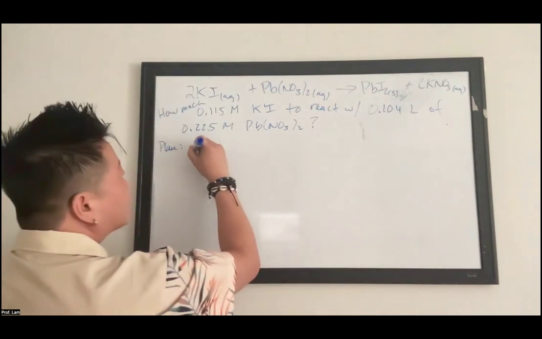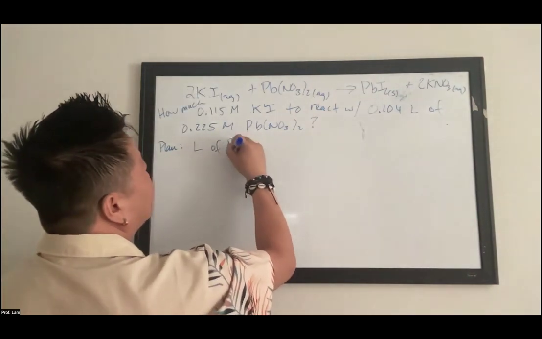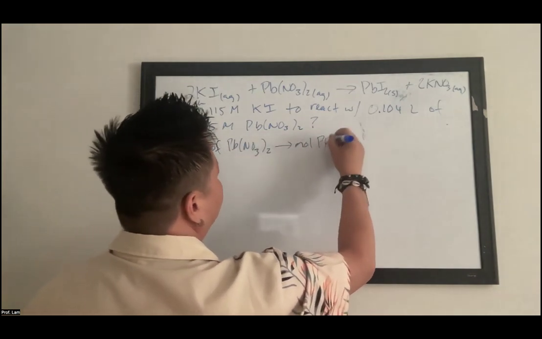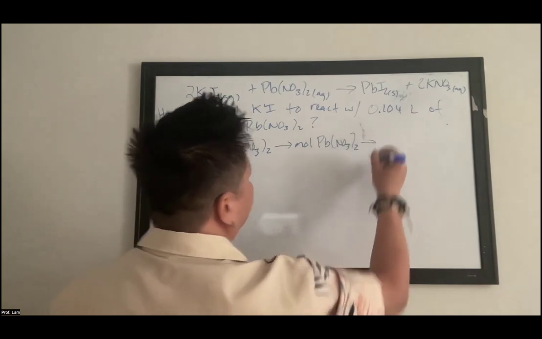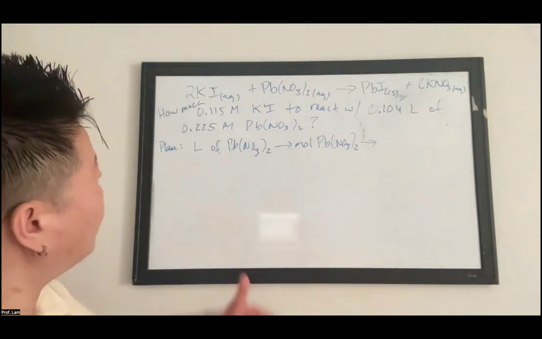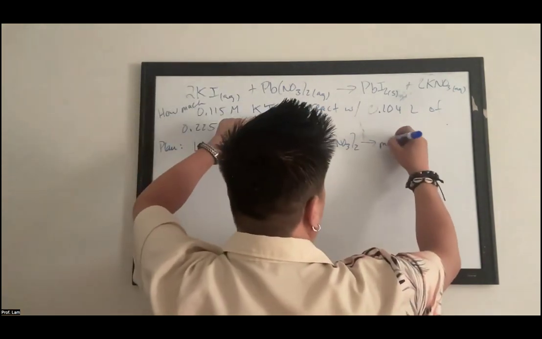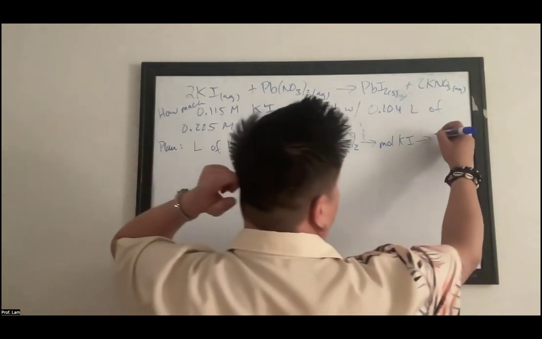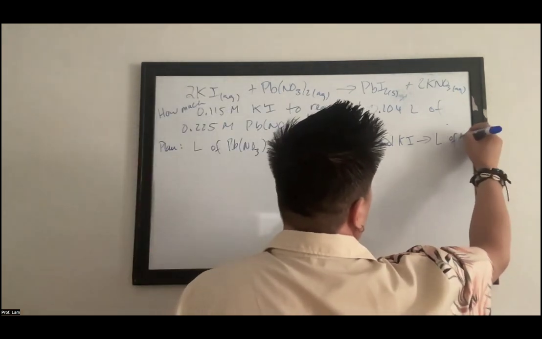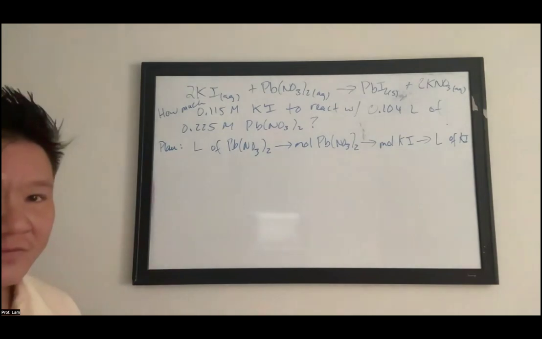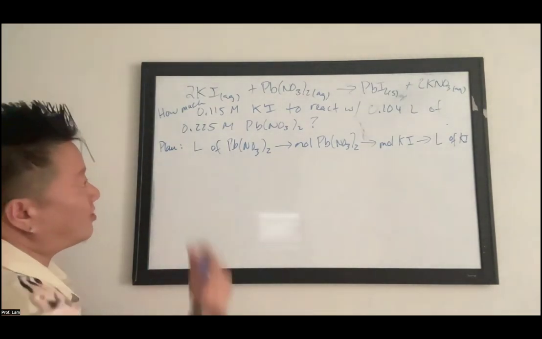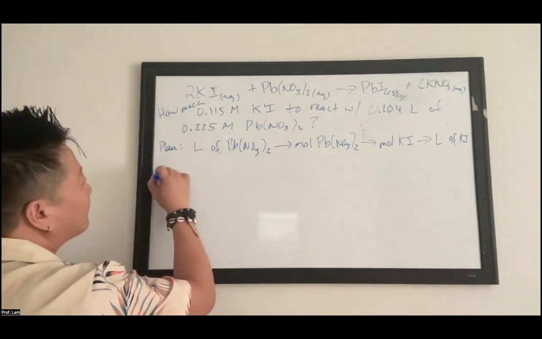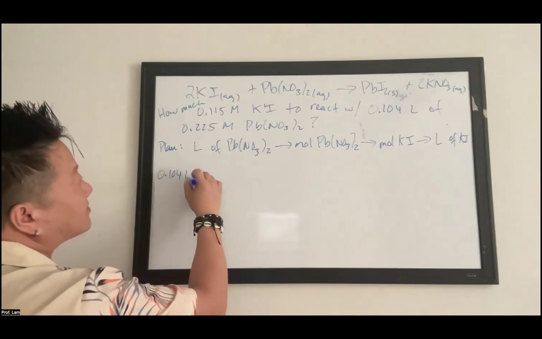So where do you start? You start with liters of Pb(NO3)2, and you're going to go to moles of Pb(NO3)2. Then you go to moles of the other thing, moles of B, which is moles of KI. And then it's asking for how much in liters, liters of KI. So your roadmap gives you that. Now we execute.